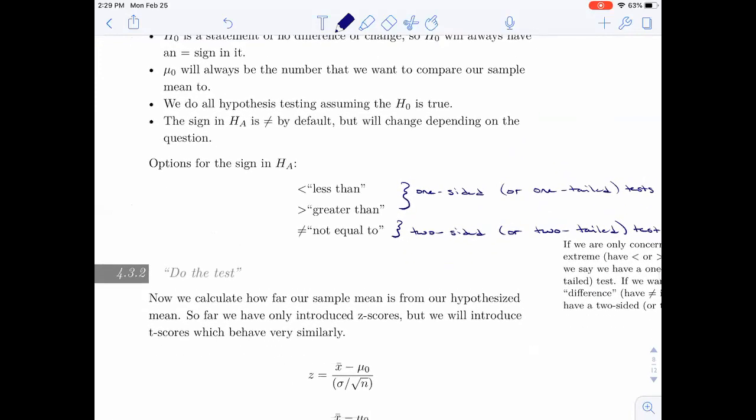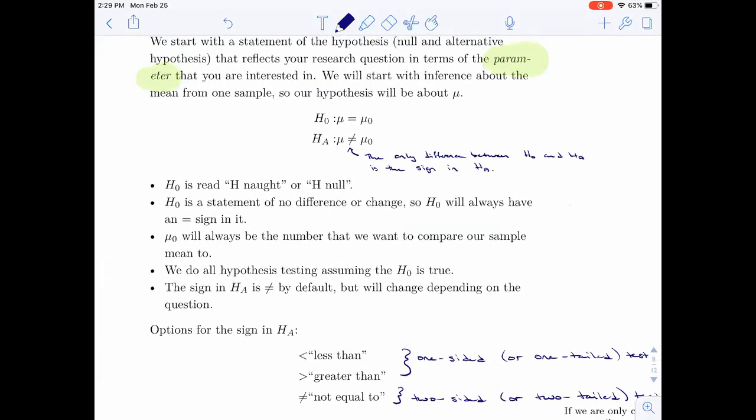So by default, it is not equal to, but usually the question will specify if you want a less than or a greater than. One thing that we'll note and we'll come back to is that we do all our testing, so all our hypothesis testing, assuming that the null hypothesis is true. So we do all our testing assuming that mu is equal to mu naught. That'll come up later, but it's important to keep in mind that we do all this testing assuming that the null hypothesis is true until we have proof otherwise.